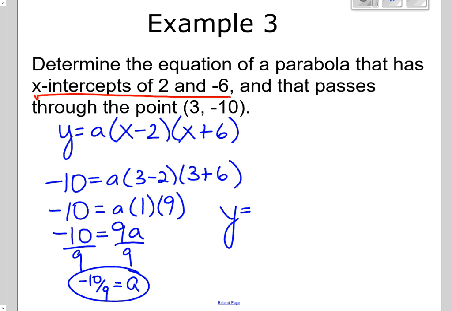So my equation then is going to be y equals negative 10 ninths, x minus 2, x plus 6. Okay, there we go. So hopefully this is resonating with you a little bit. X-intercepts mean factored form. We put those x-intercepts back into our brackets, of course, changing the sign. Then we plug in our point with x and y to solve for a.